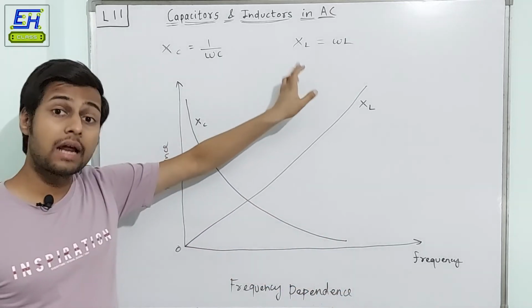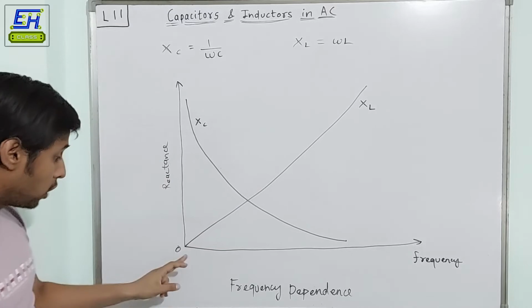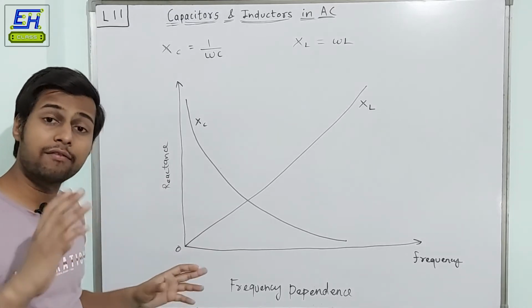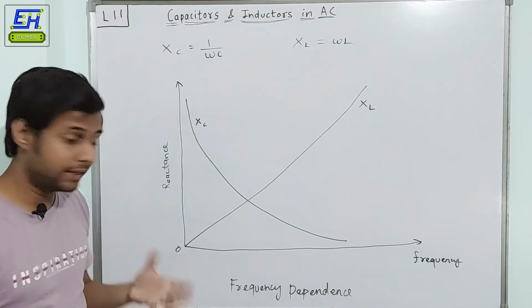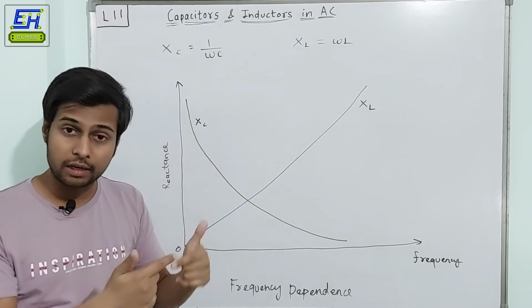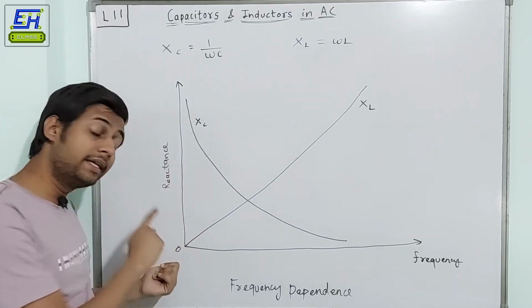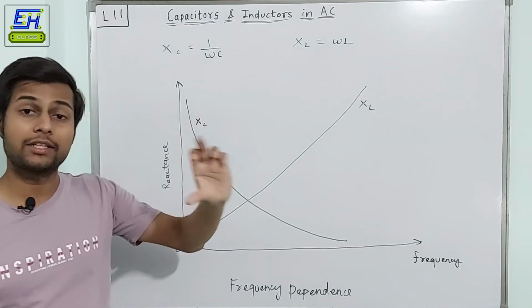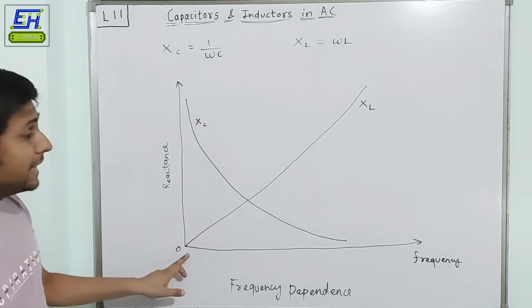But in the case of an inductor, it is opposite. For very low frequencies, or when we provide DC to the inductor, it is essentially just a piece of conductor. So if you provide DC to that, at stable condition it will act as a short circuit. It will not provide any reactance.